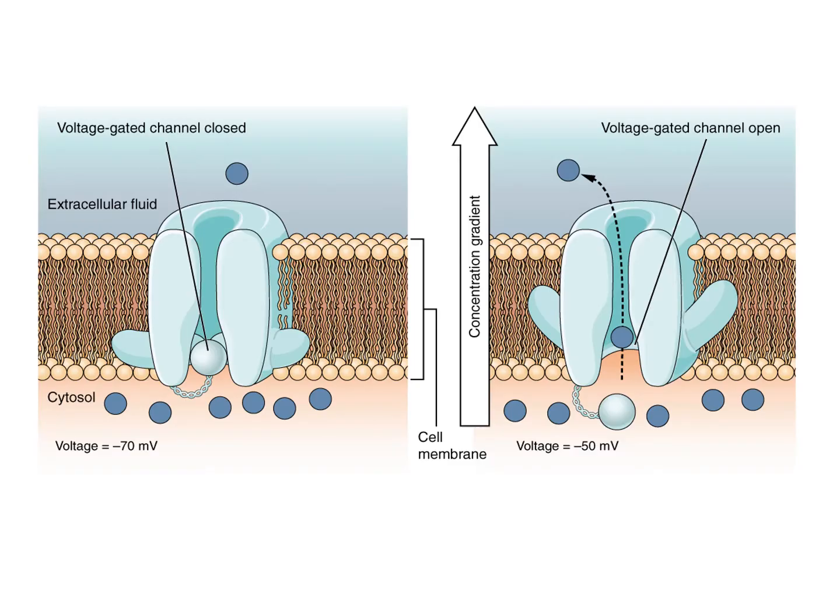Here we can actually see the voltage of the cell is negative 70 millivolts and our channel is gated. But then we change the actual voltage of the cell. We make it negative 50 millivolts. This is going to cause a change in the overall voltage of the cell, which causes the voltage gated channel to open in response to this change.